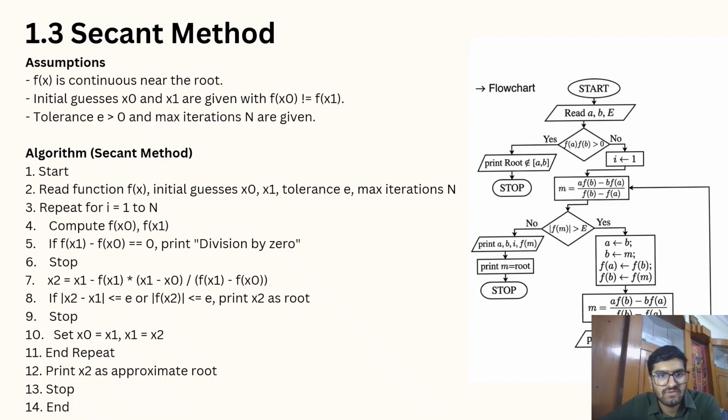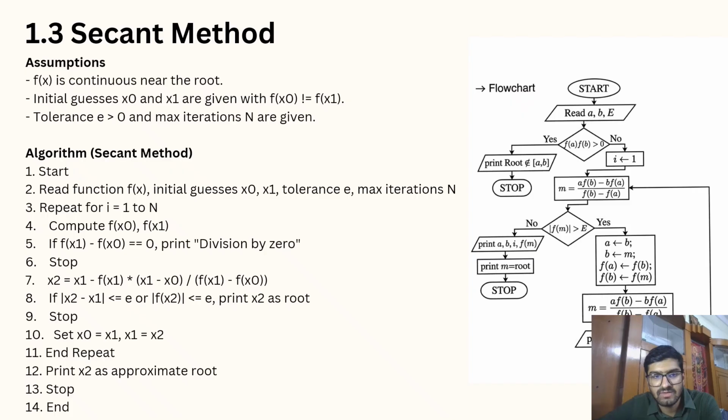And then if f of x1 minus f of x0 is equal to 0, print division by 0 and stop the loop. Else x2 is equal to x1 minus f of x1 into x1 minus x0 divided by f of x1 minus f of x0, and then check whether the modulus of x2 minus x1 is less than or equal to E, or the modulus of f of x2 is less than E.